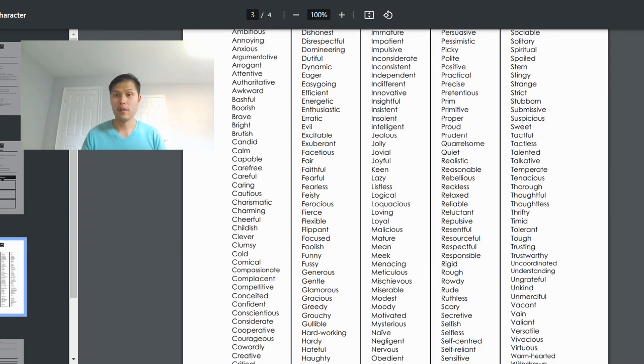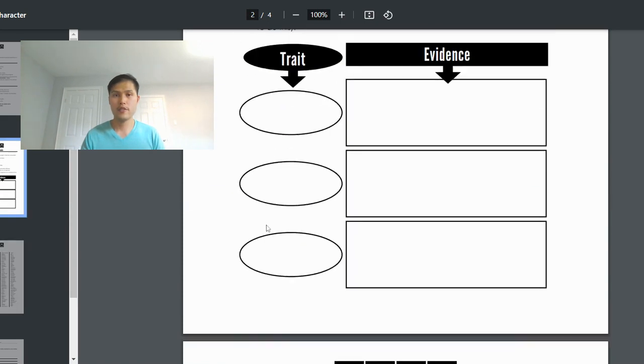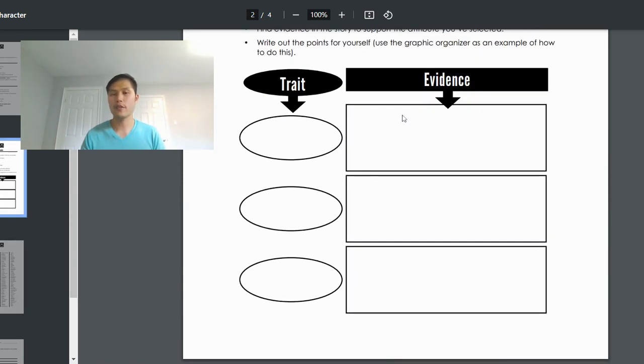So for example, loquacious. What does that mean? Go and look up these words. Every single word that you don't know, add it to your dictionary so you can have a stronger vocabulary, so that in turn you can be more accurate when you are describing a character or a situation. You're going to take 3 of these traits and apply them to the character that you chose.